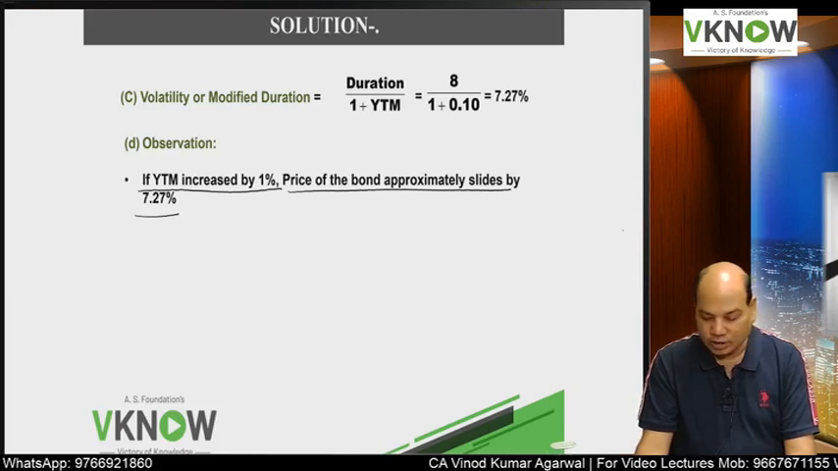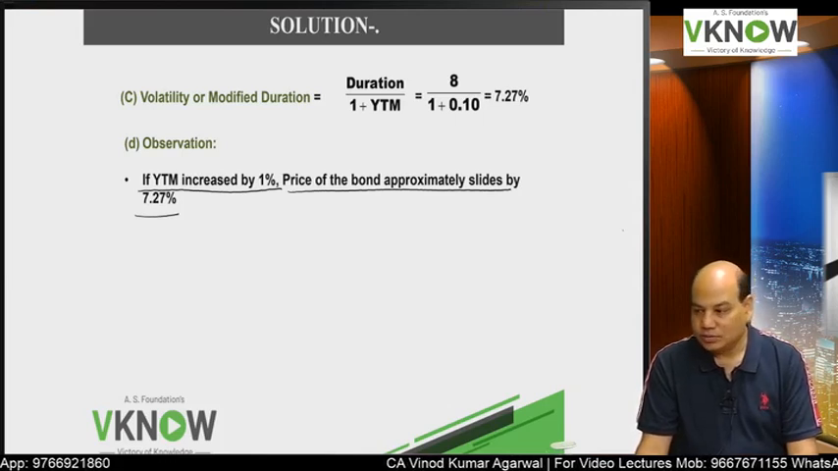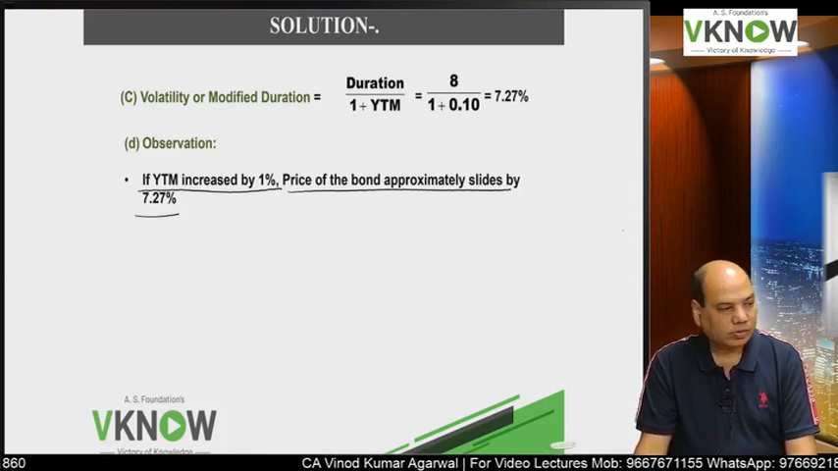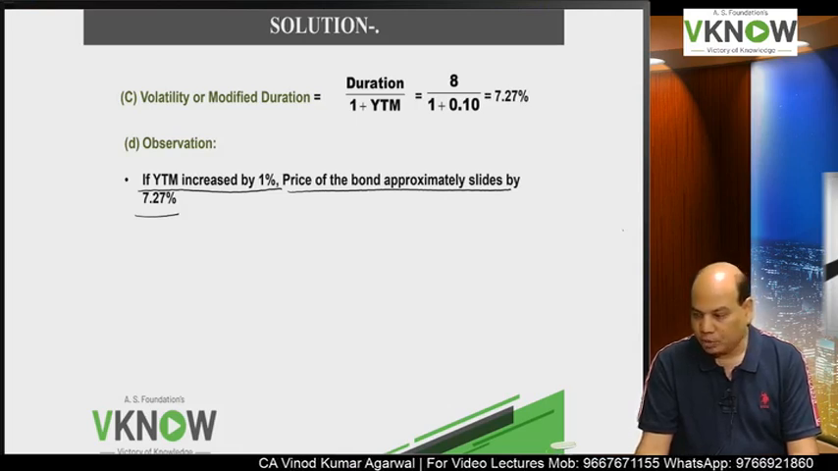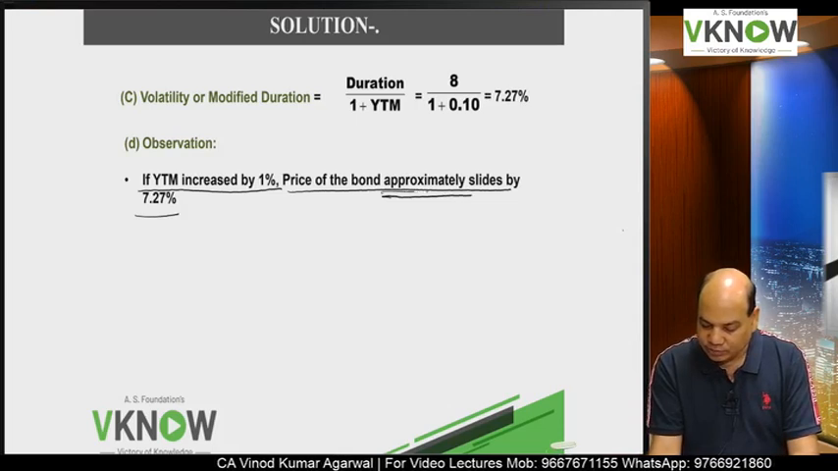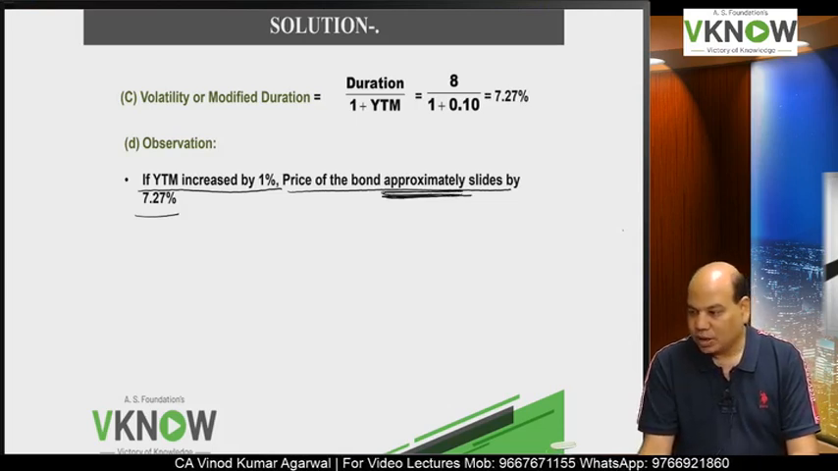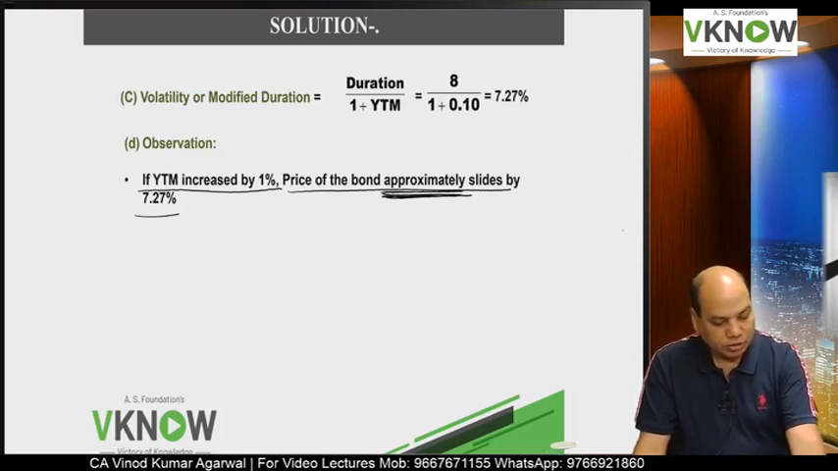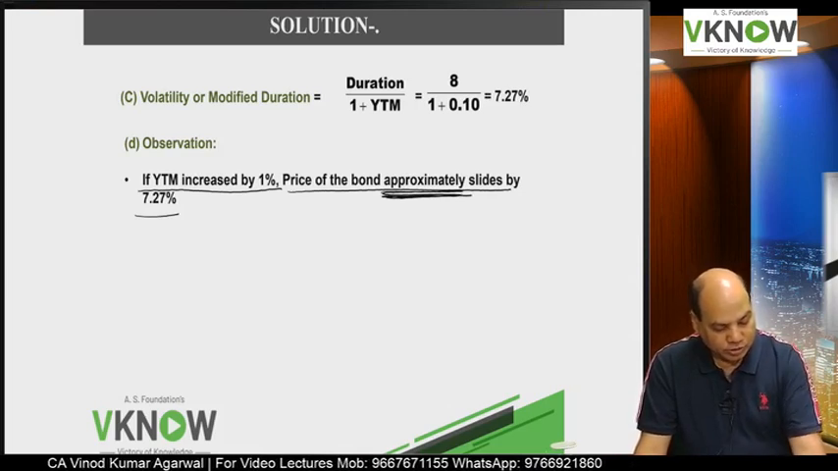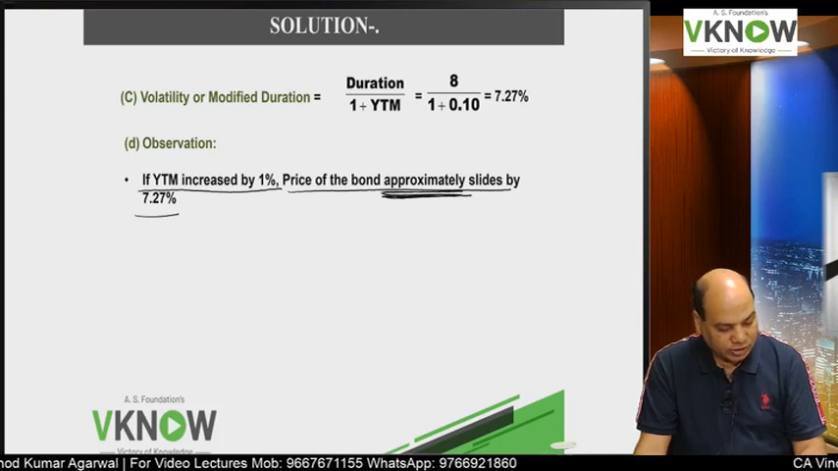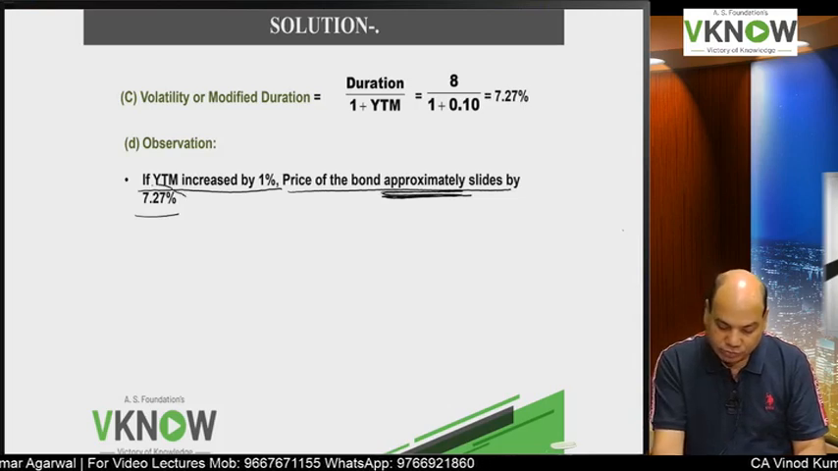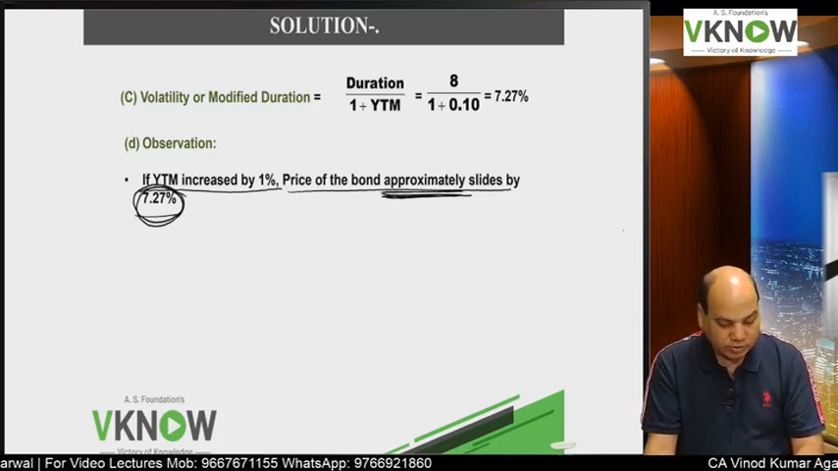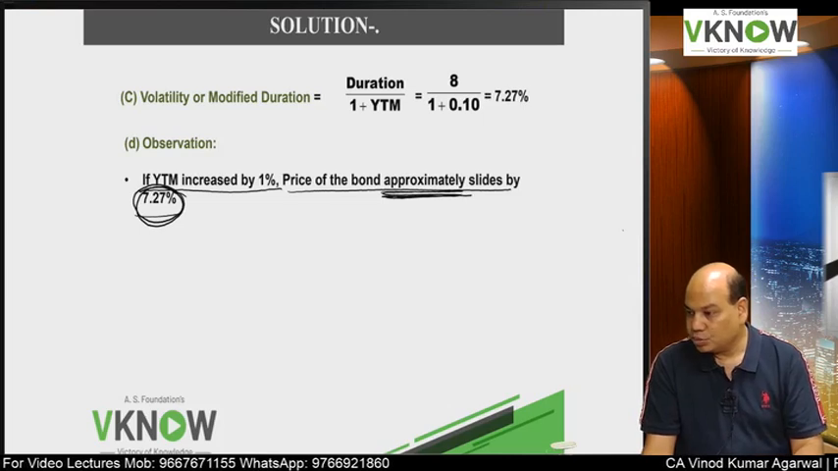Right. If YTM increases by 1%, price of the bond approximately, underline approximately, not accurately, slides by 7.27%. So now I have to prove this point, because the question says if 1% were changed in yield, how will it impact the price of the bond? So we are saying price of the bond will fall by 7.27%, but the question says prove also.